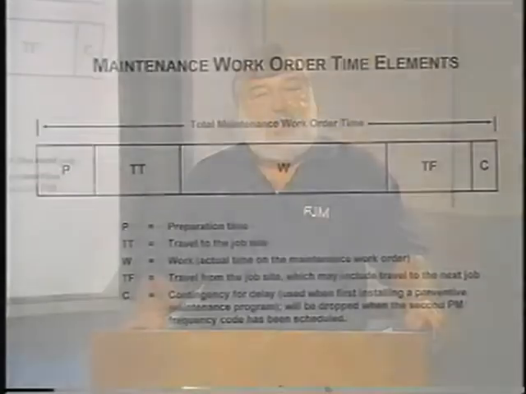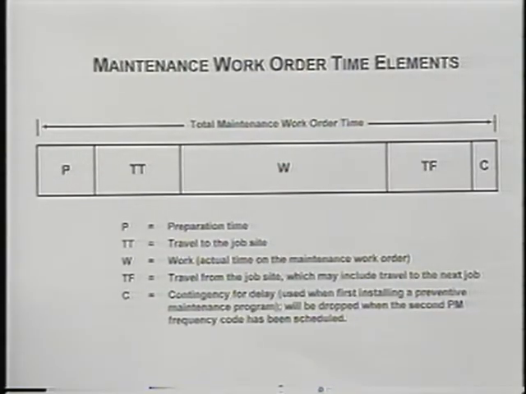Now, in the next page, on page 6, we have that bar or Gantt chart, and that represents the steps required in a PM work order in some very simplistic time-described element. The first element on the left-hand side, P, is the preparation time. TT is the travel to the job site. W is the work or the wrench time. TF is travel from the job site. And C is that time which we require a contingency for delay when we first start the program.